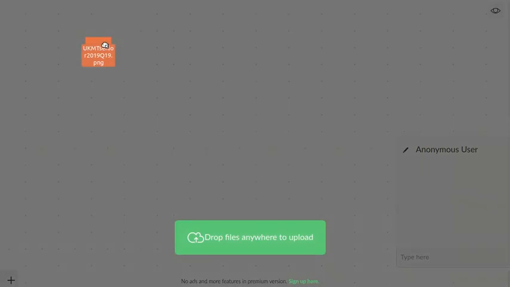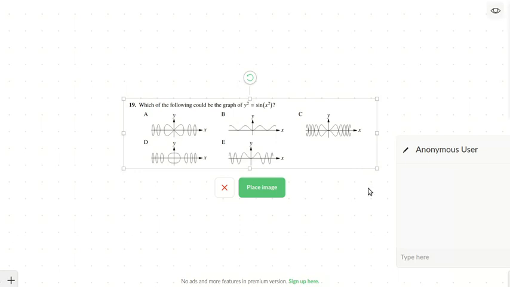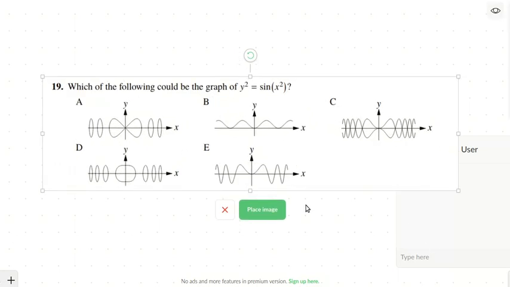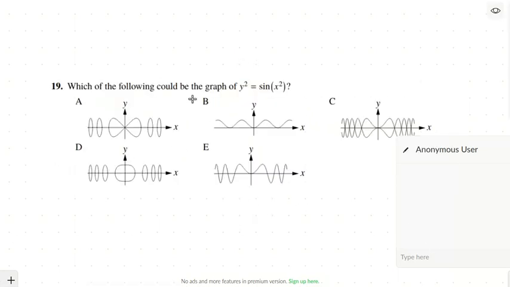Okay, let's do one more. Let's do one more. What is it? Question 19. Ah, this one. Okay, can I make this a little bit bigger so you can see it? There we go.